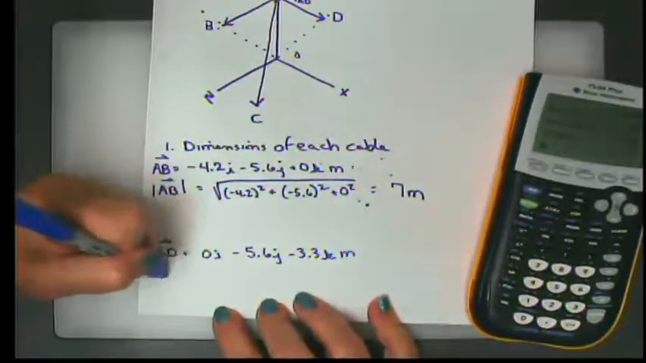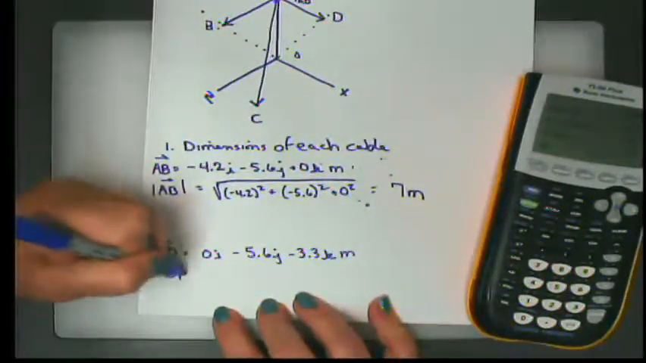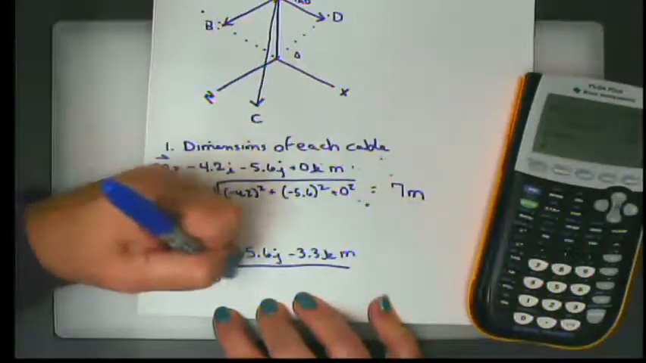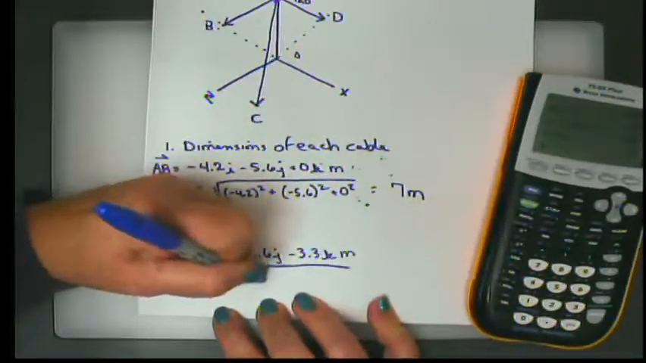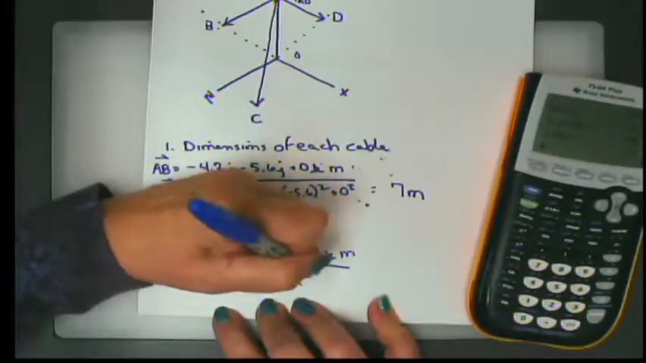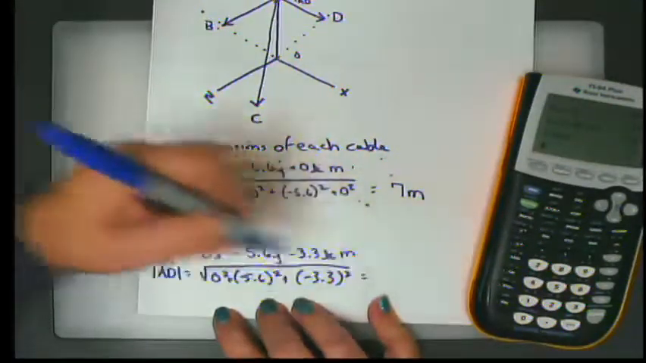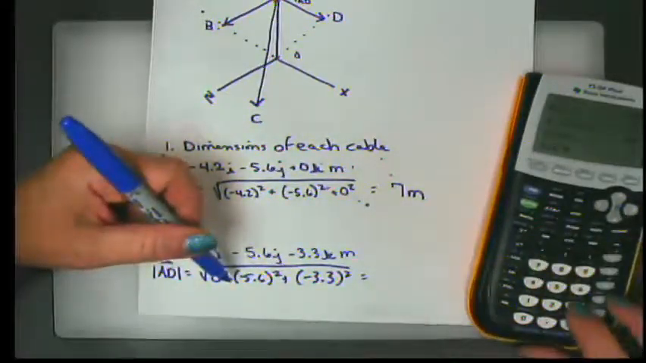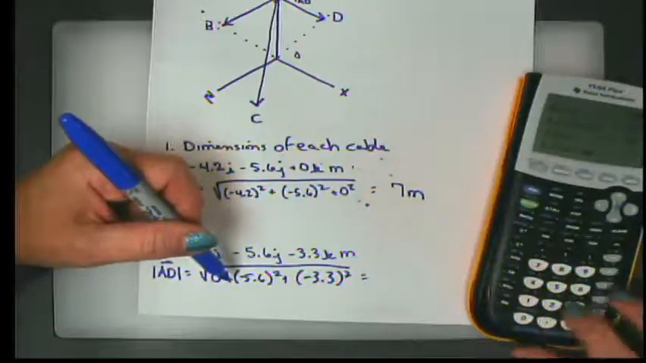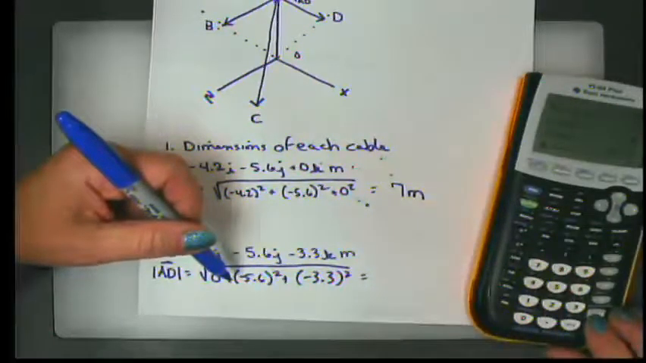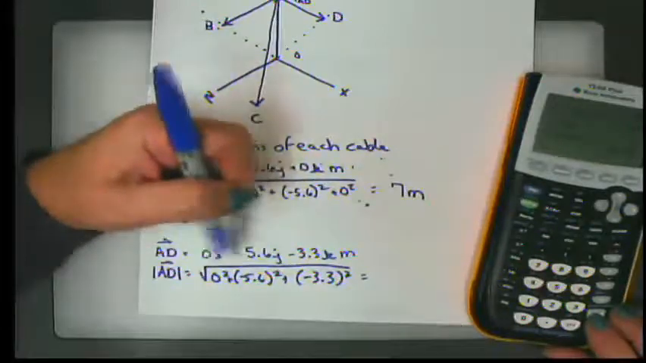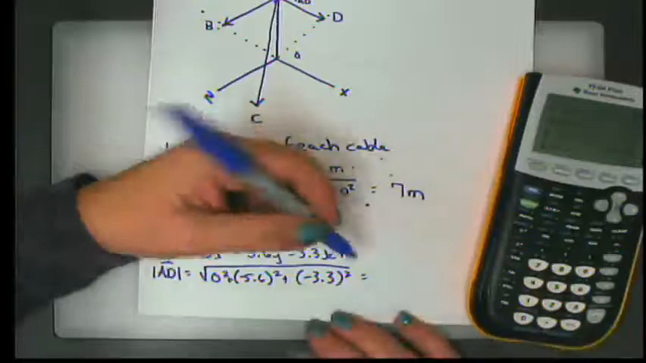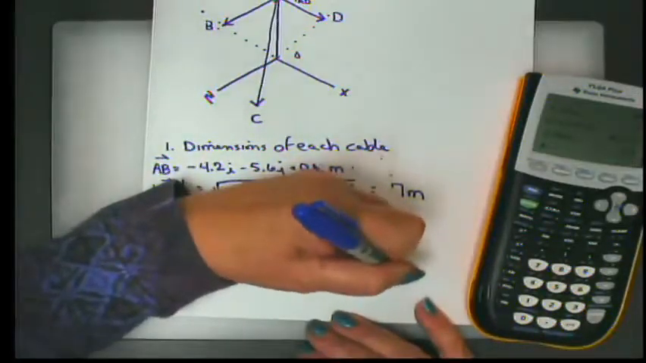Let's do the same to find the length of cable AD. Square root of 0 squared plus negative 5.6 squared plus negative 3.3 squared. So 0 squared is just 0. So if I take 5.6 squared and add it to 3.3 squared, I get 42.25. Take the square root of that, and that length is 6.5 meters.